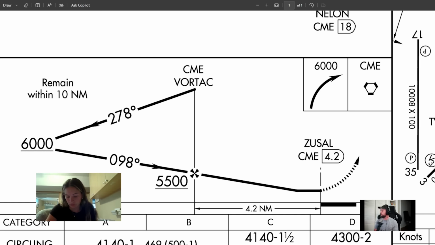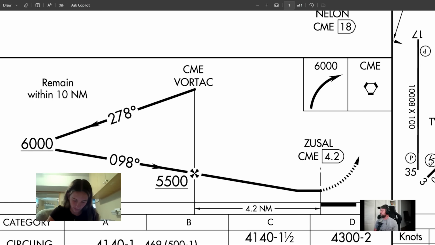Have you ever heard the phrase visual descent point, or VDP? Yes. Okay. How would I calculate a VDP for this? Because there's not one published, is there? No, there's not. Shoot. I don't exactly know how.